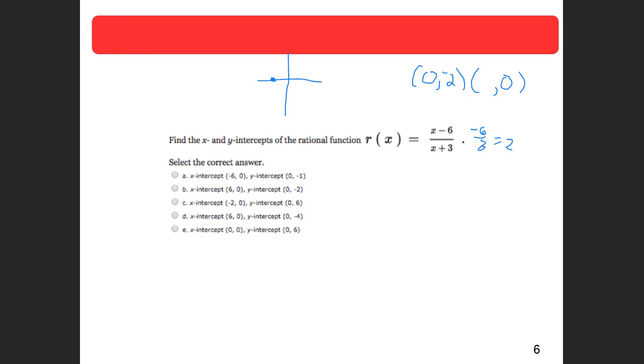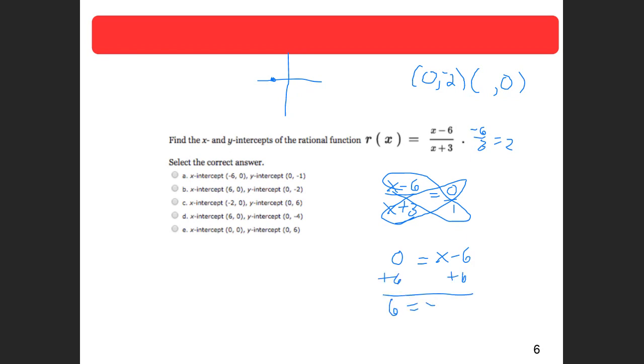What's my other intercept? Well, in order to find it, usually I just set it equal to 0 and then cross multiply. So x plus 3 times 0, that's just 0. x minus 6 times 1, that's x minus 6. If I add 6 to both sides, I end up with x equals 6. So this would be my 6, 0.